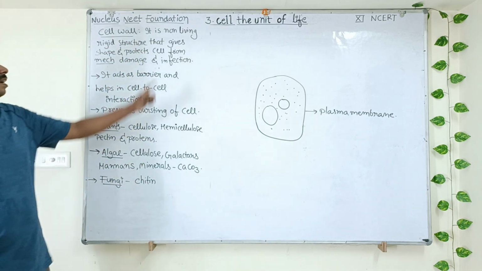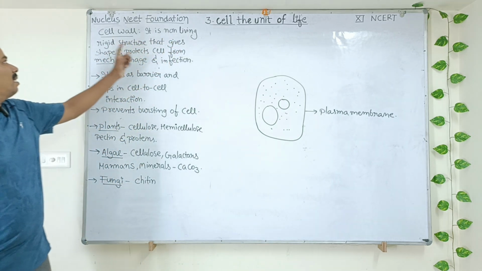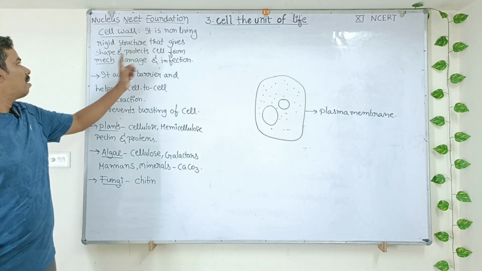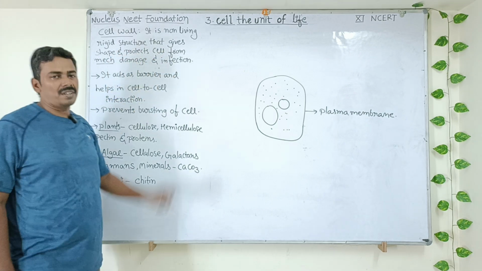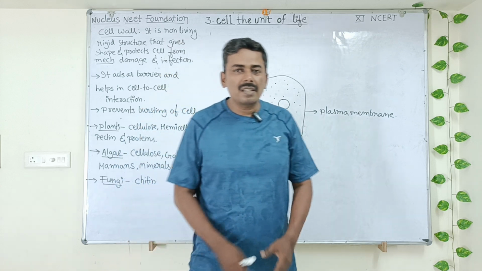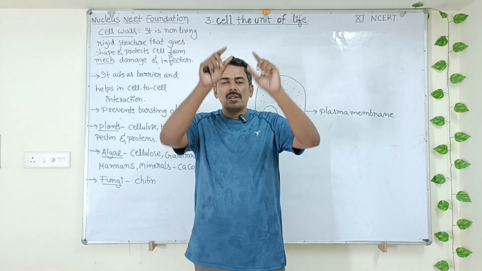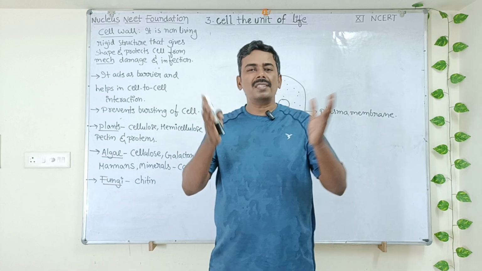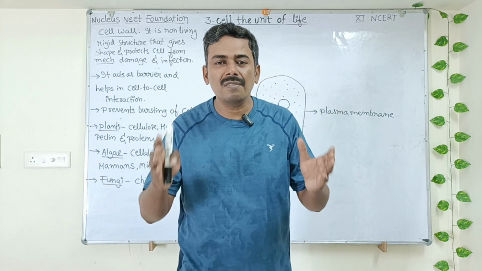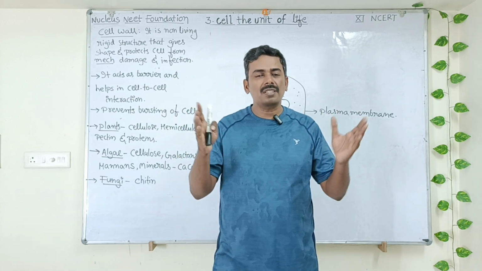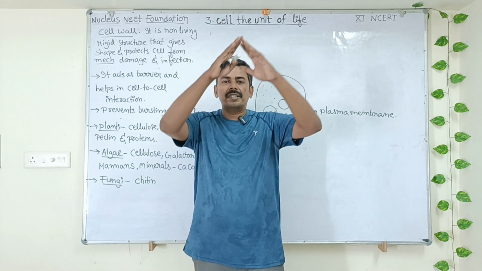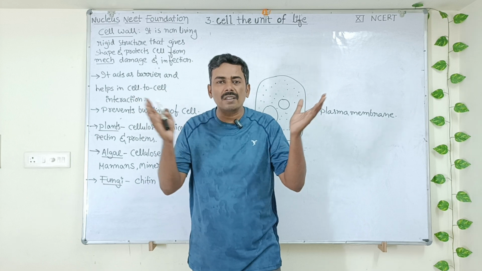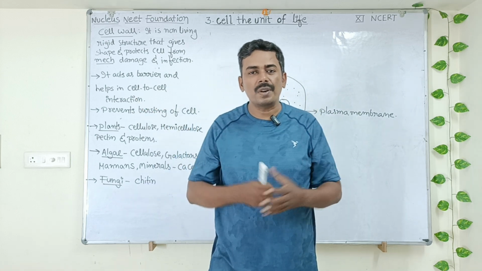What is a cell wall? It is a non-living rigid structure that gives shape and protects the cell from mechanical damage and infection. So yesterday we discussed the plant cell. What was that rigid layer that surrounded the plant cell? It was the cell wall. What is the function of the cell wall, students? It gives structural support to the cell, and also gives a proper shape to the cell, and it prevents the bursting of the cell because of excessive pressure.